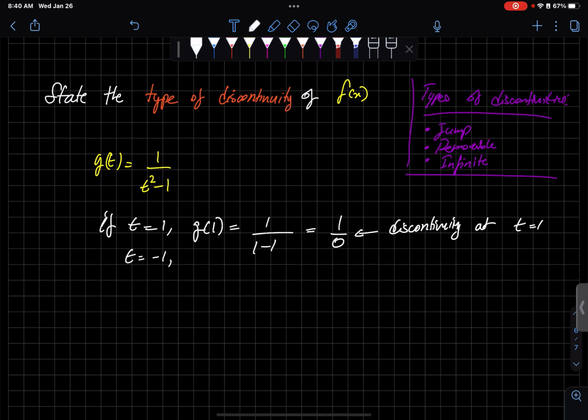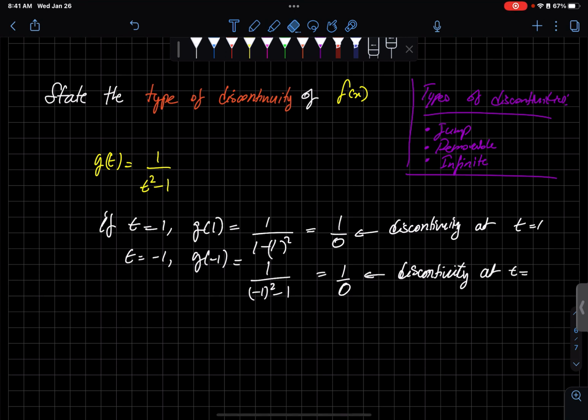So if t equals minus 1, then g of minus 1 is 1 over minus 1 squared minus 1. So this is 1 squared, which is again 1 over 0. So there's a discontinuity at t equals minus 1, right? So we have a couple of points that might be interesting, right?